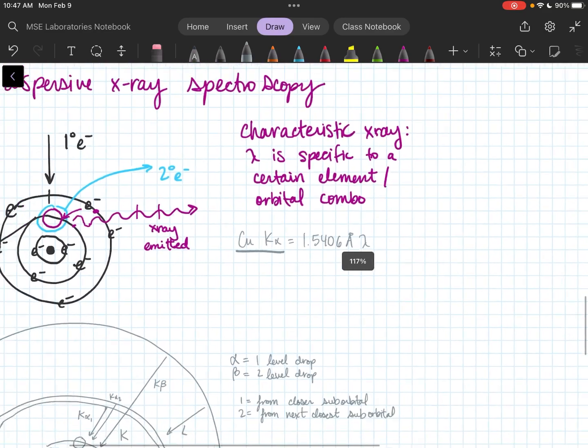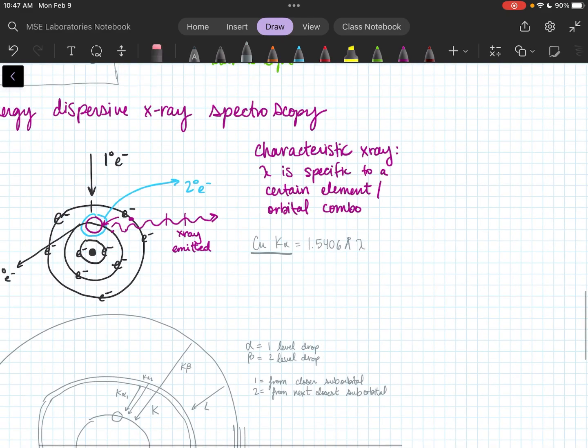So what we can do, zooming back out to 100, is I can stick an X-ray detector on this system right here. I can measure the wavelength of this X-ray, and it'll tell me what atoms are present.